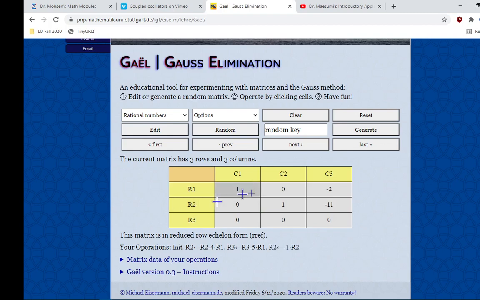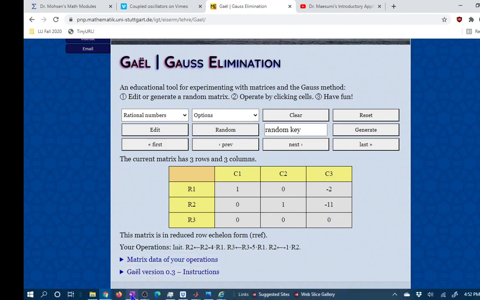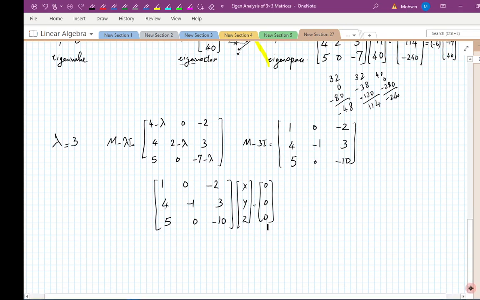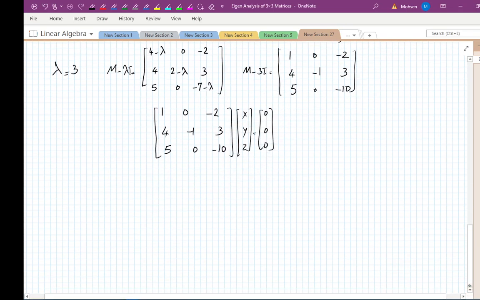Now let's go ahead and write this matrix on paper and follow the rest of it we are going to do by hand. Okay, so that's a minimal amount of work left to finish this. So 1, 0, minus 2, 0, 1, minus 11. So I go write this. So I have 1, 0, minus 2, 0, 1, minus 11, 0, 0, 0 times x, y, z is equal to 0, 0, 0. That's what we are solving.